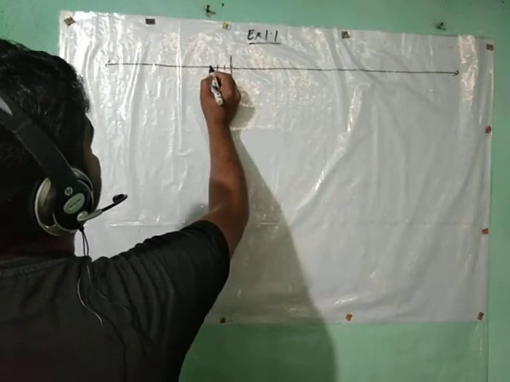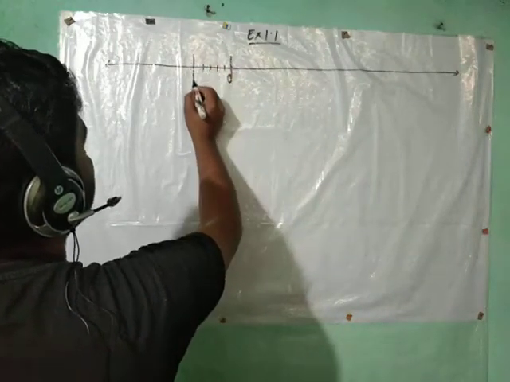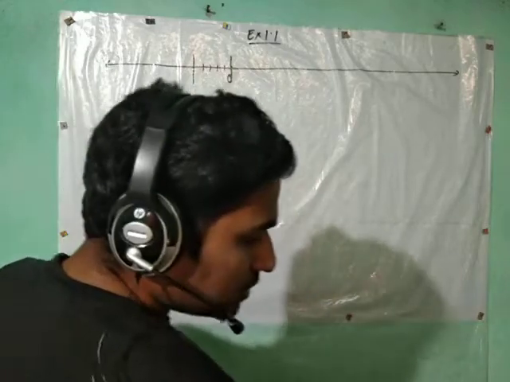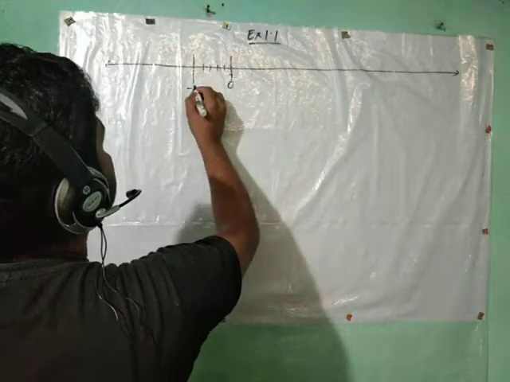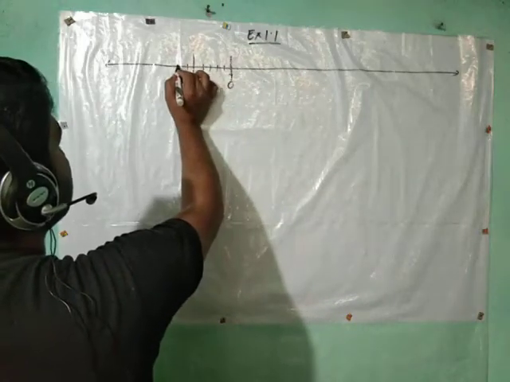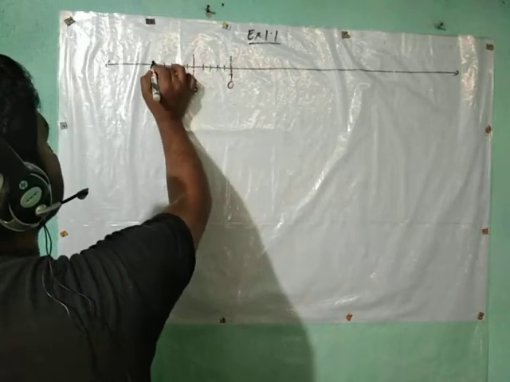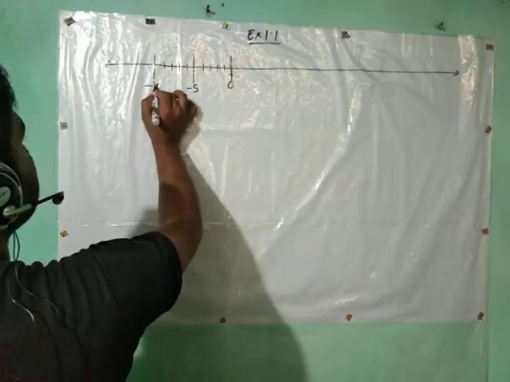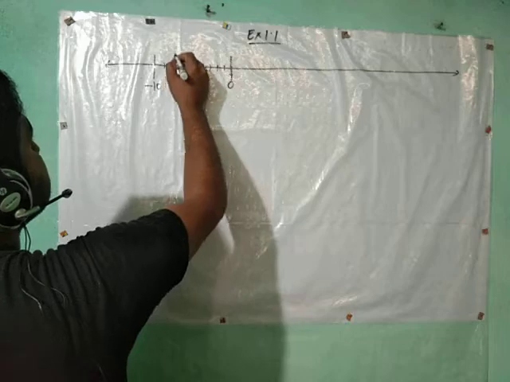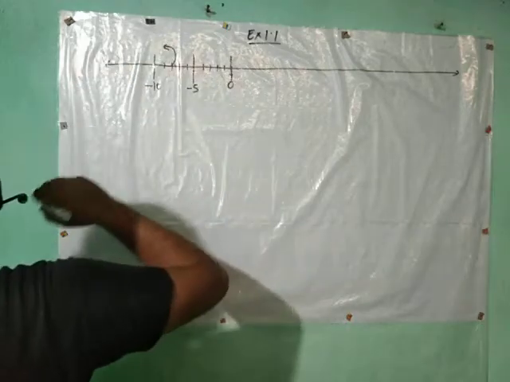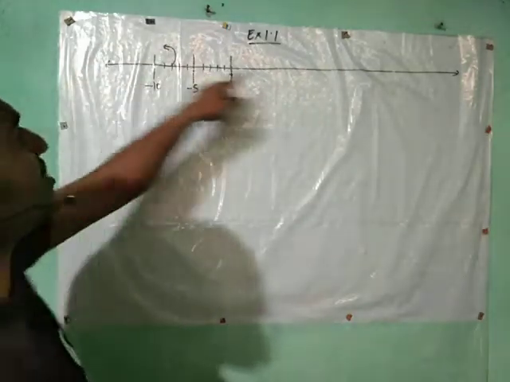1, 2, 3, 4, then one more big line. This is not 0, this is -5. This will be 0, this is -5. Again 1, 2, 3, 4, then it is again big. It is -10, somehow written like this. And this is the temperature. This is actually a temperature line.